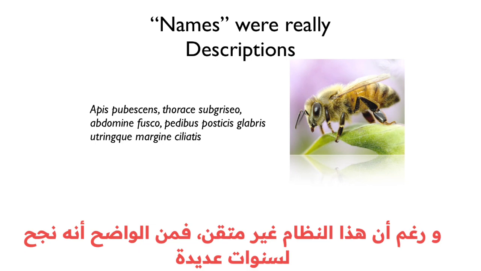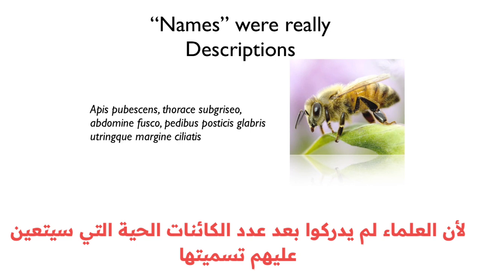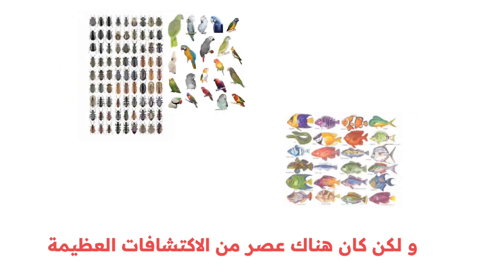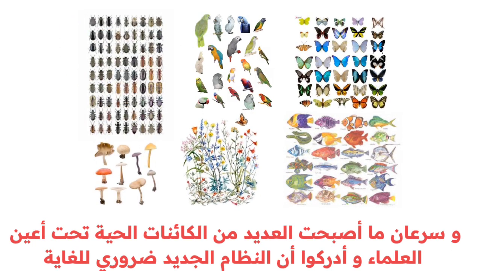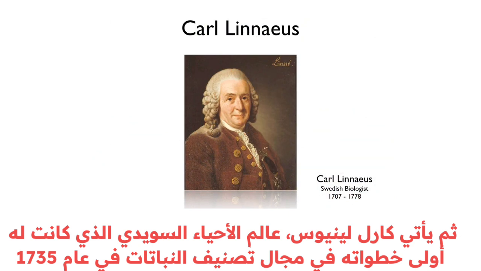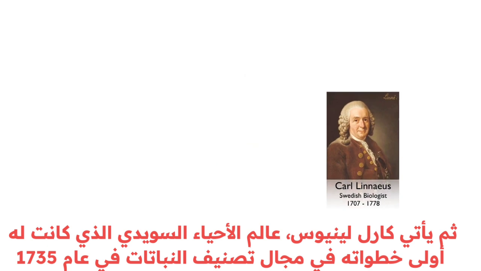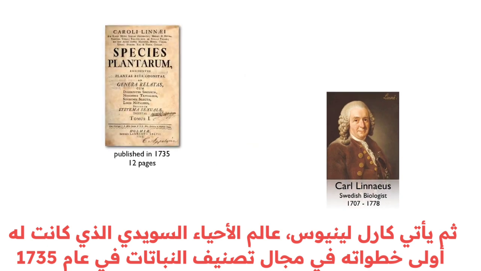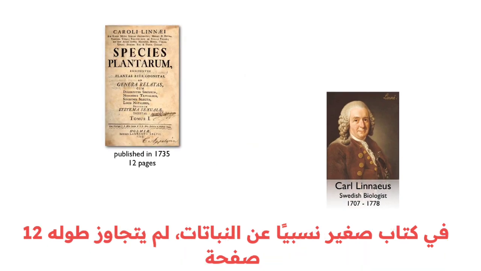Though clumsy, obviously, this naming system worked for many years because scientists didn't yet realize how many living things they were going to have to name. But there was an era of great discovery, and soon many, many organisms came under the eyes of scientists, and they realized a new naming system was absolutely essential. Onto the scene comes Carl Linnaeus, a Swedish biologist who had his first foray into taxonomy in 1735 in a relatively small volume about plants.